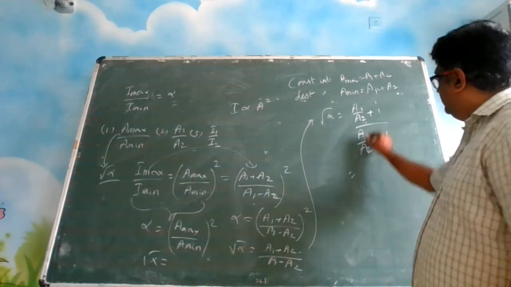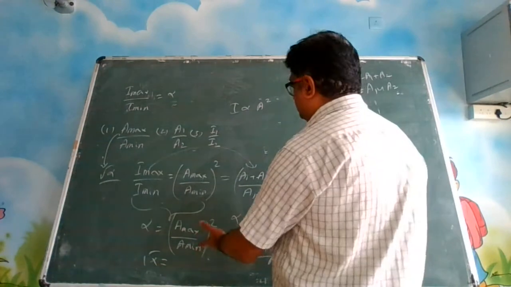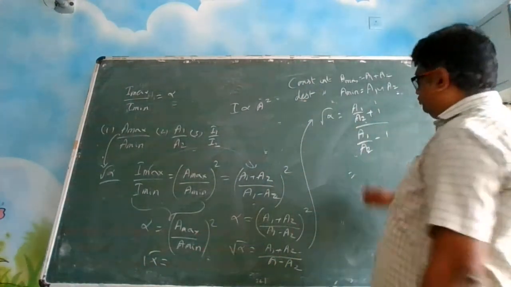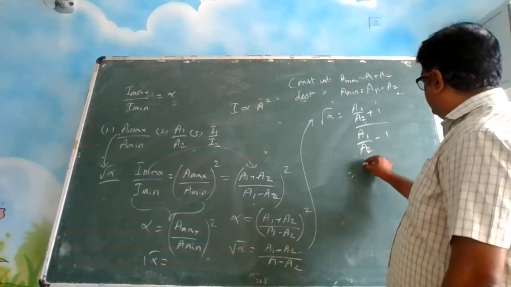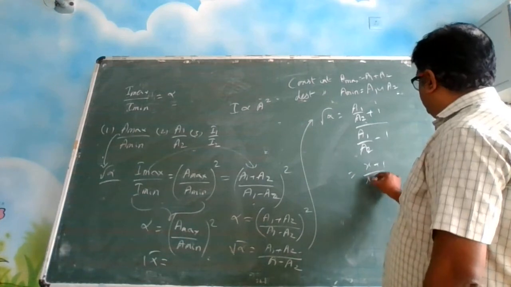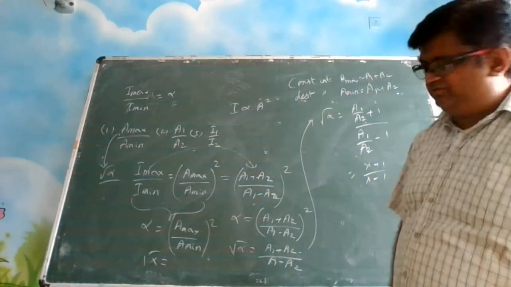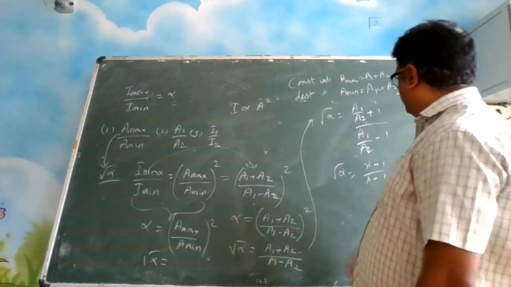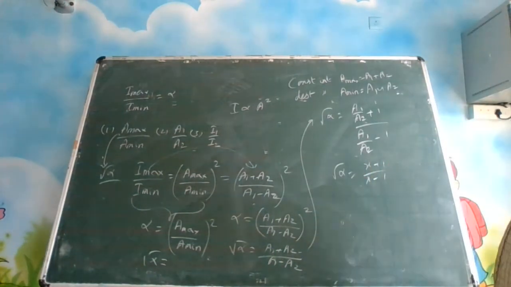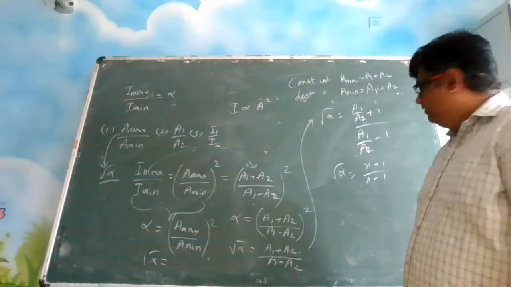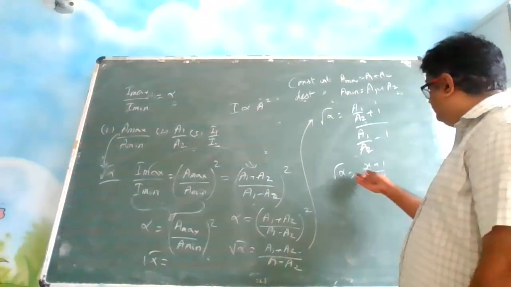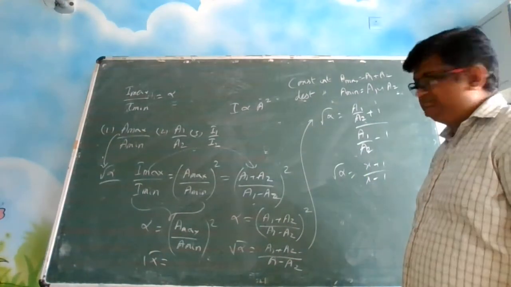Okay. A1 by A2 हमें निकालना है. उसको कुछ अननोन x मान लो. It is x plus 1 by x minus 1. ठीक है, A1 by A2 is the unknown here. That is what we are trying to find out. It is equal to root alpha. You can apply componendo and dividendo and all this basic arithmetic, and you can find the value of x.